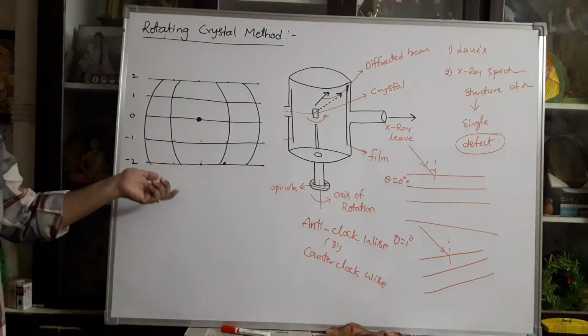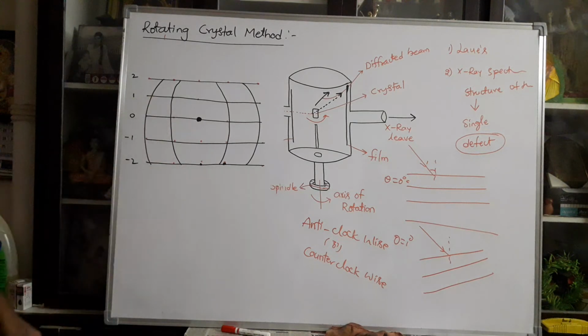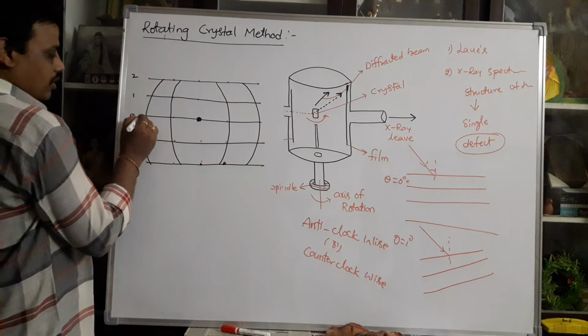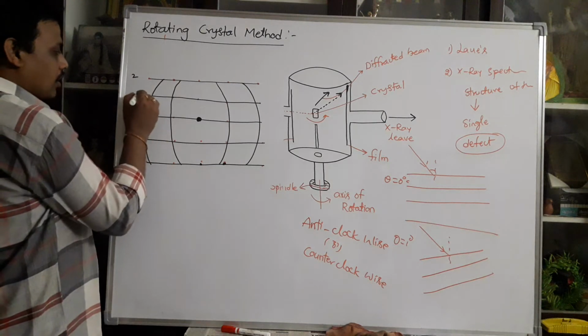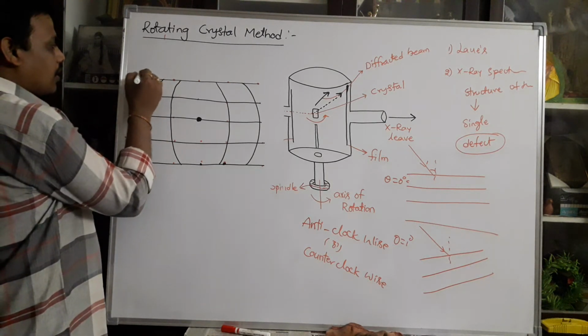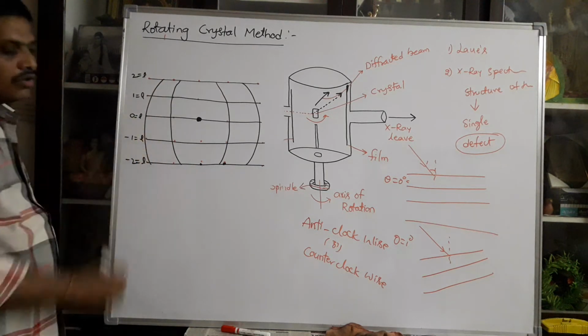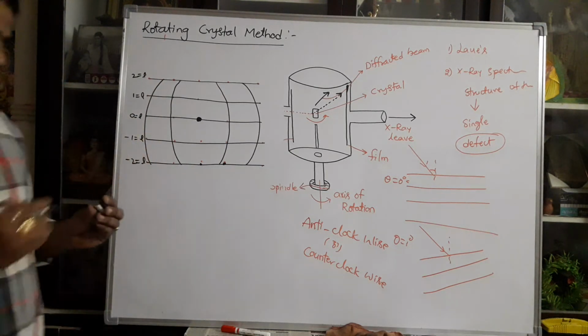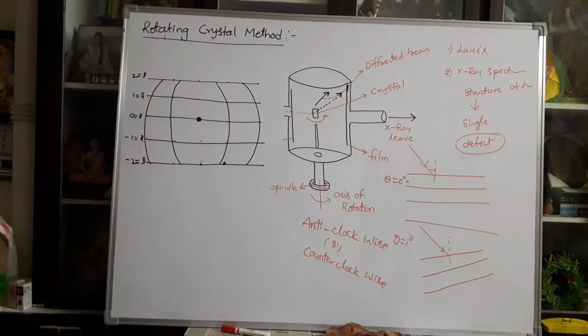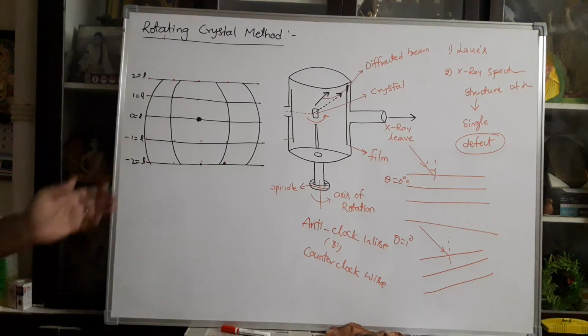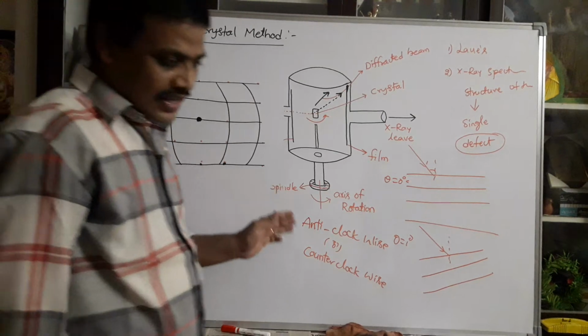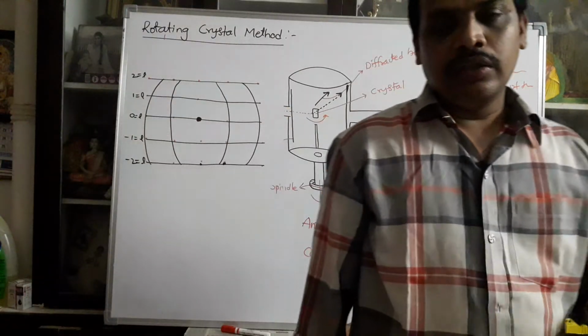The diffracted X-rays are like this. This can be labeled according to quantum numbers: L is equal to 0, L is equal to 1, L is equal to 2. Here L is equal to minus 1, here L is equal to minus 2. This is the diffracted X-ray pattern. At what condition does diffraction not occur?